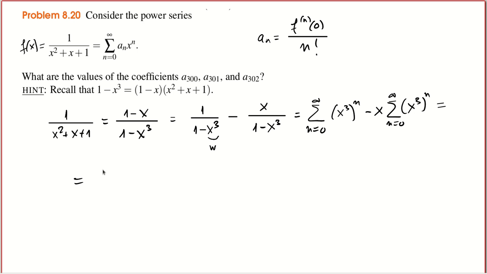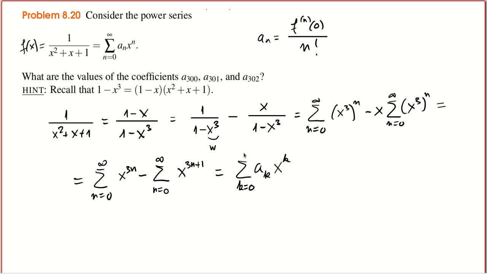Now, the first series is just x^(3n), multiplying the powers. And the second series is x^(3n+1), because we also have to multiply by this x here. Well, this is the expansion. If you want to write this as a common expansion like a_n x^n, let me call the index in a different way to avoid confusion: x^k.